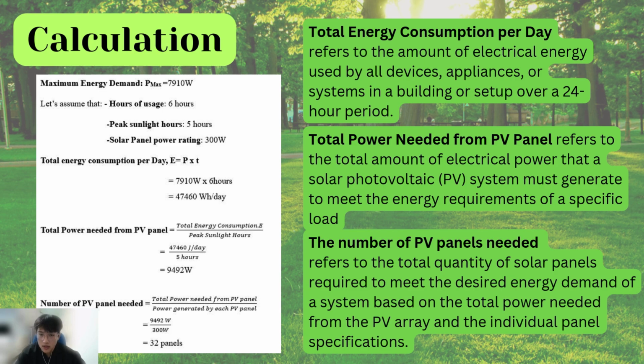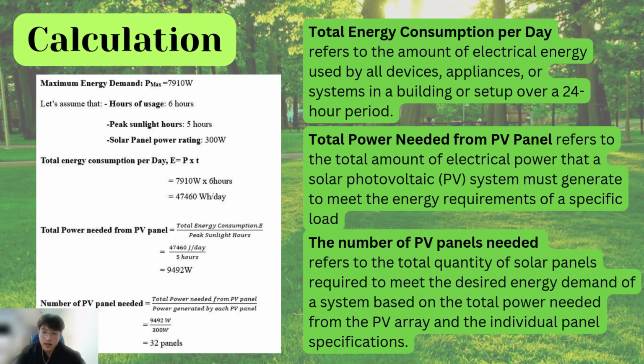And after that, we can calculate the total power needed from PV panel, which refers to the total amount of electrical power that a solar photovoltaic system must generate to meet the energy requirements of a specific load. And the total power needed from PV panel is total energy consumption divided by the peak sunlight hour. So our peak sunlight hour is 5 hours, so we can get 9,492 watt.